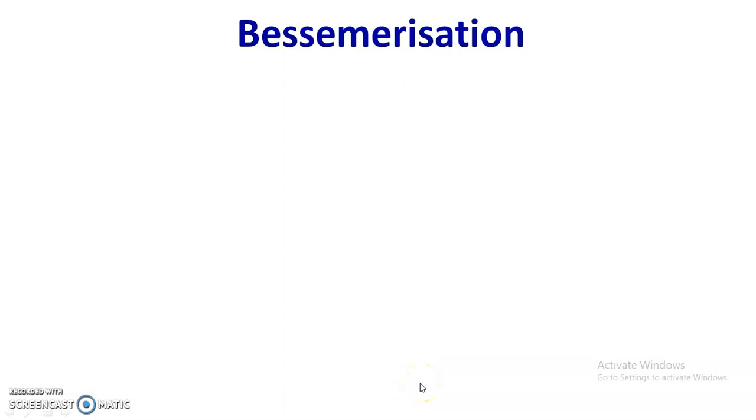Welcome to the online lecture series in organic chemistry, and we are discussing the extraction of copper from copper pyrites. In the earlier video we have seen the smelting. Smelting produces the copper matte or white metal, that is Cu2S. In this video we are going to discuss the Bessemerization.